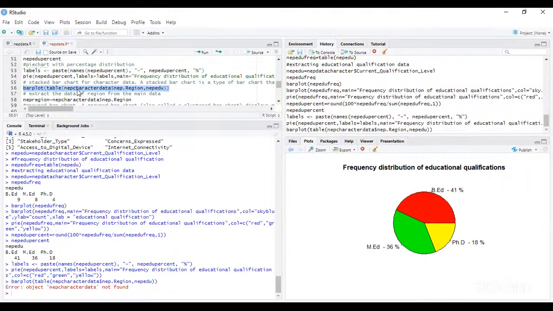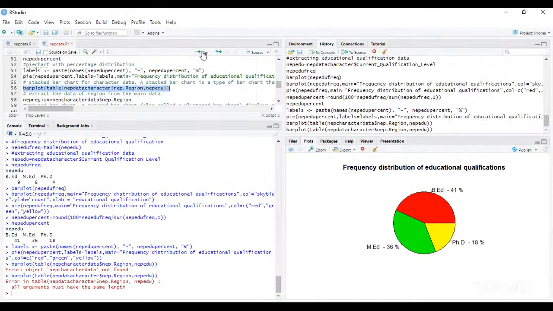Ma'am, here I have to change. In the console, you can correct here also. Write NEP data character. Remove this thing. Now run, the 56th line you run. Bar plot table NEP. NEP edu is there, right?